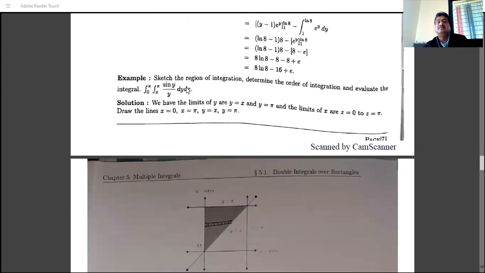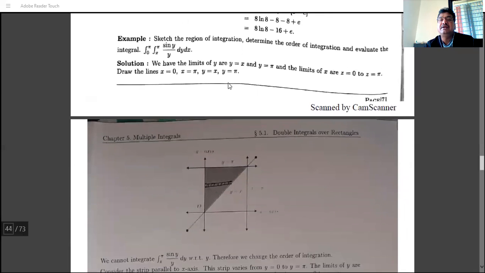A similar problem: sketch the region of integration, determine the order of integration, and evaluate the integral. So here sin y by y, integration with respect to y becomes complicated. So we have to change the order of the integration. Integrate sin y by y with respect to x first.